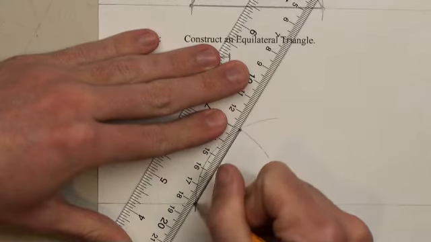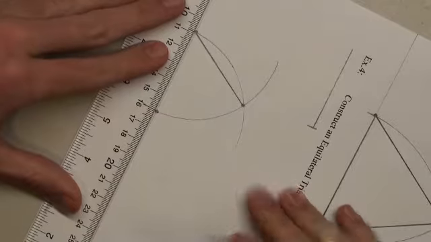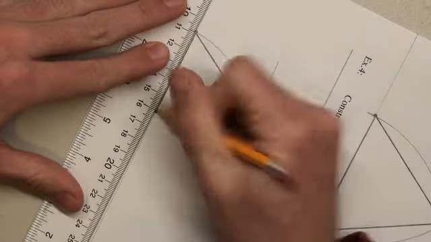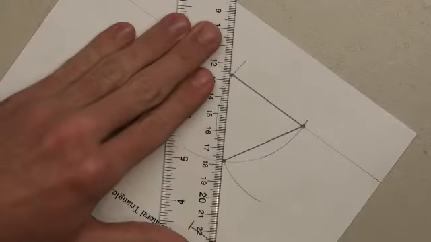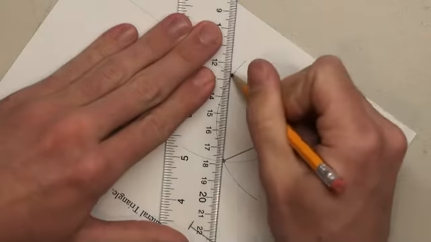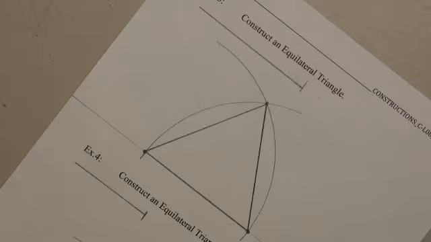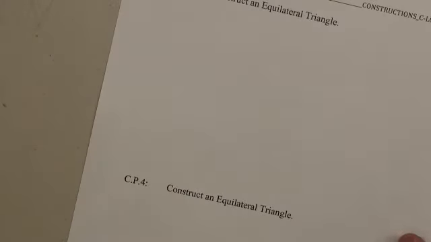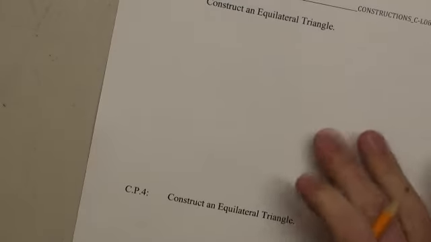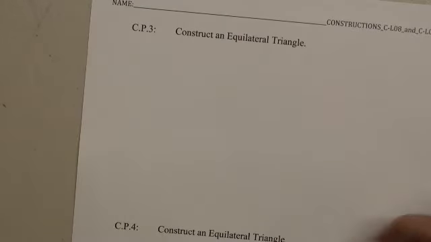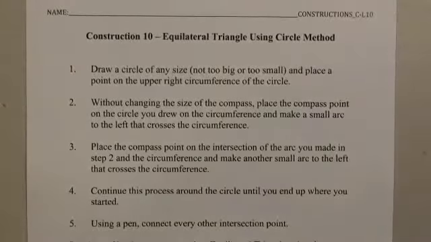And I finish it off by darkening in my equilateral triangle. And that's it. Now you have 2 checkpoint problems, problem 3 and 4, that are just like what I just did. You're going to make your own segment and then do your equilateral triangle. Okay? And then next we have construction 10, which is the last one, and it's also the coolest one.